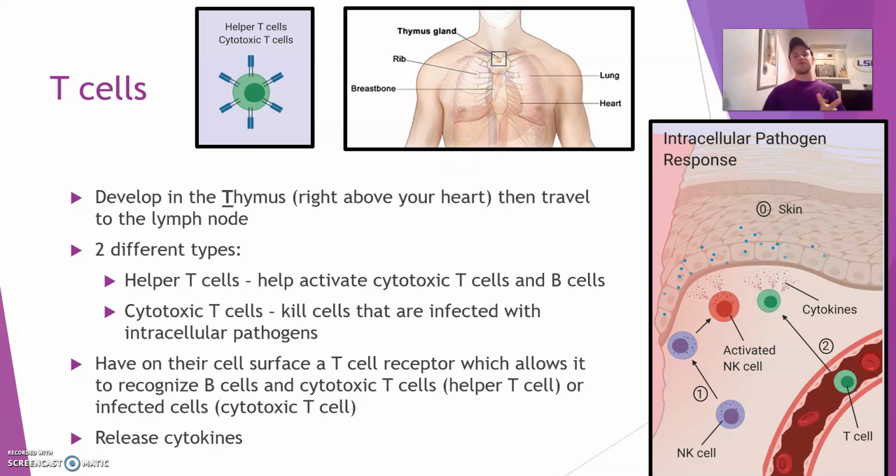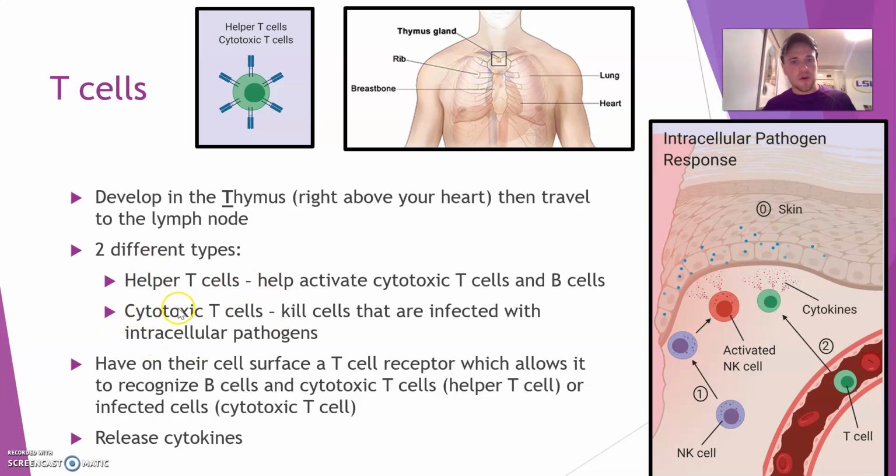And there are two different types of T cells. The first cell we're going to talk about is called a helper T cell, and the second is called a cytotoxic T cell. Helper T cells are the first thing to get activated, and they activate these cytotoxic cells and also the B cells that we're going to talk about next. The main role of helper cells is that they activate the adaptive arm of the immune system.